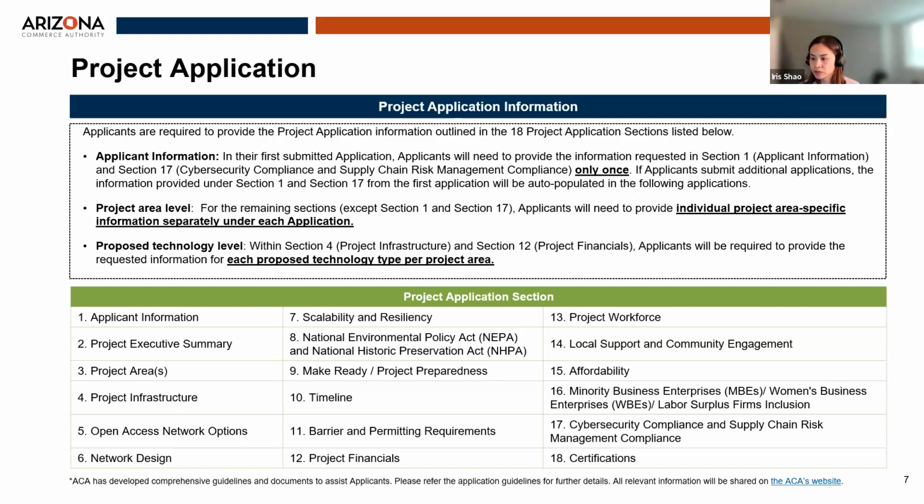However, for the rest of the sections, please make sure that you only provide project-specific information for sections 2 through 16 and 18. And also for proposed technology that's included in section 4 and 12, please provide each proposed technology for the proposed project area, which is 100% fiber or fiber plus other alternative technologies.